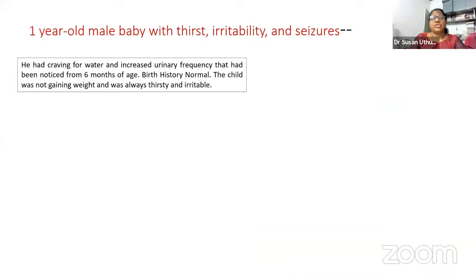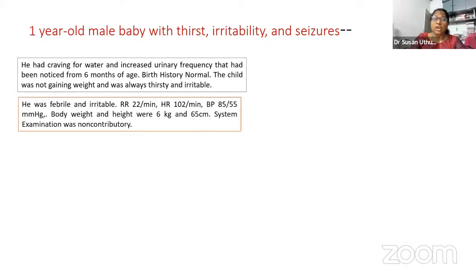So let us look at another child, a 1-year-old male baby who presented with thirst, irritability, and seizures. He had a craving for water, and increased urinary frequency had been noticed from 6 months of age. When the baby started crawling, the mother noticed that the child used to drink his own urine, and he was not gaining weight. He was always thirsty and irritable and used to drink a lot and vomit a lot.